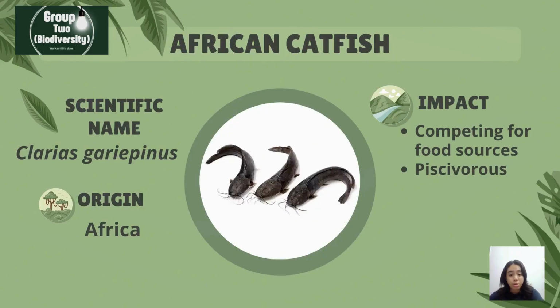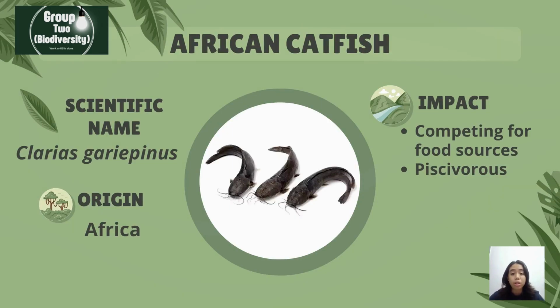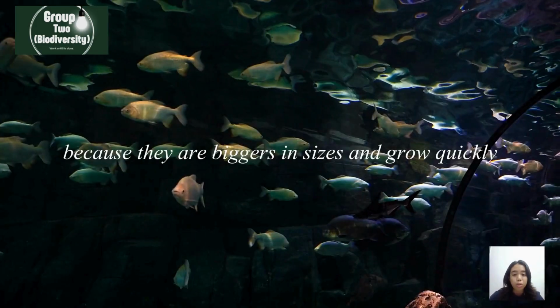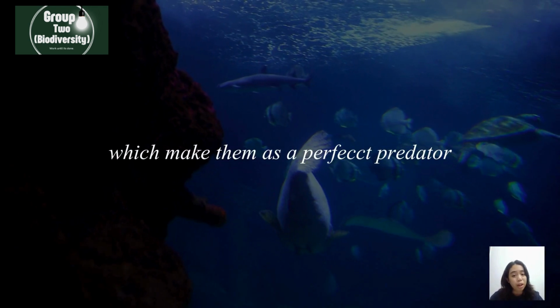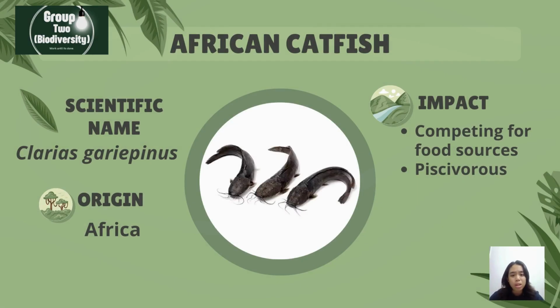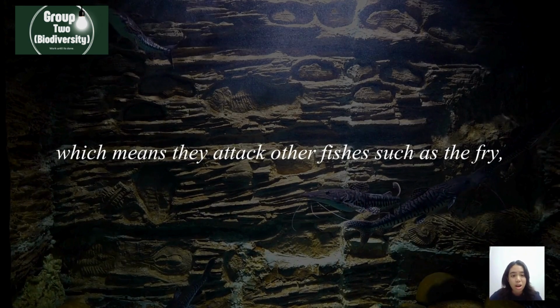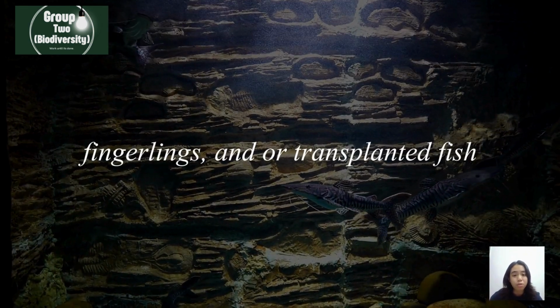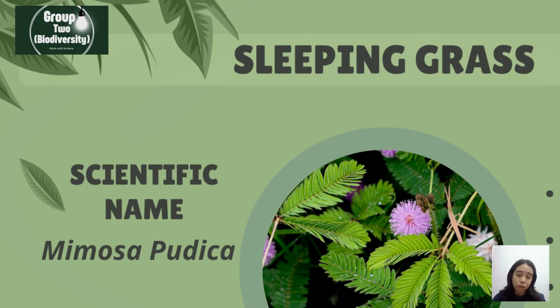The second invasive alien species is the African catfish, which we call Clarias gariepinus, which is from Africa. So the impact of this fish is that they will compete against the native species because they are bigger in size, and also they grow quickly, which makes them a perfect predator. Other than that, this species is also piscivorous, which means they attack other fishes such as fry, fingerlings, or any transplanted fish.